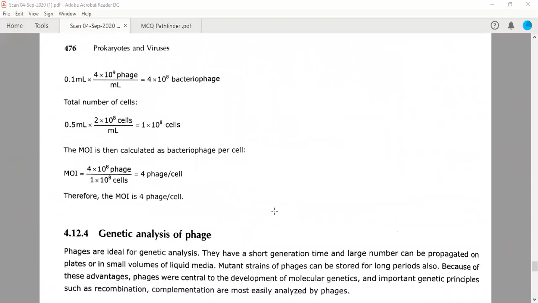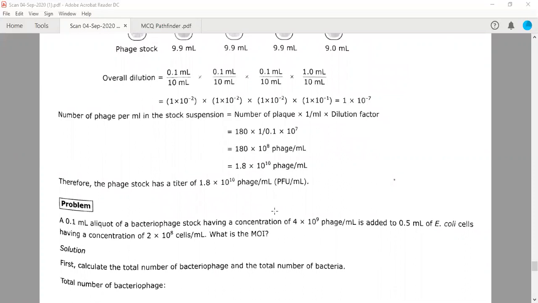This is a quite easy problem. You are able to understand, I hope. If you are not able to get this particular problem, please ask. And then we have one more question.